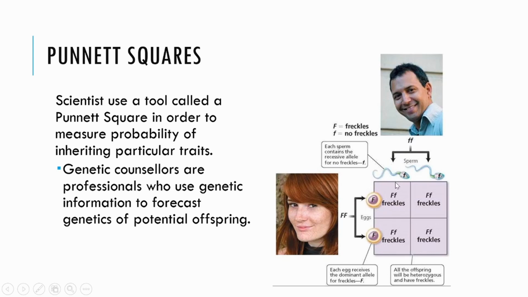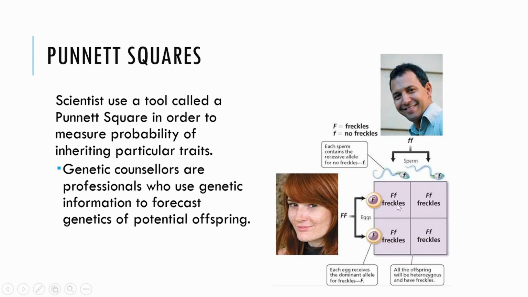Right? And this can be used by something like a genetic counselor, who is a professional at using this genetic information to help people with determining what their offspring could look like. Not so important when you're trying to figure out eye color, but could be very important if you have certain diseases running in your family.